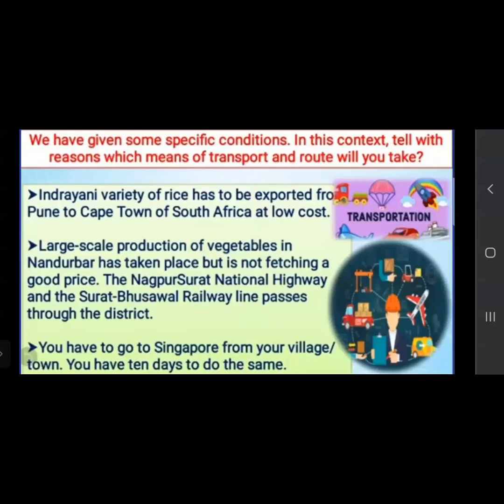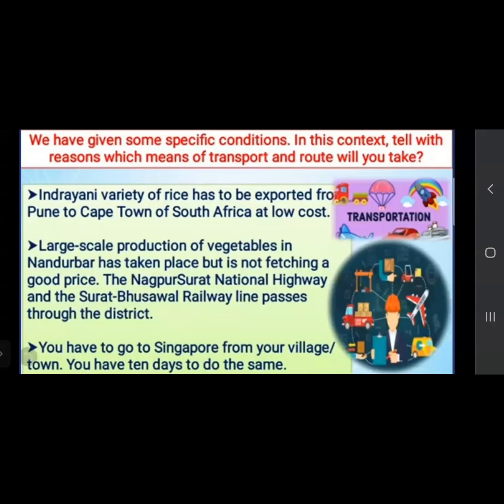Okay, now here next condition is a variety of rice has to be exported from Pune to Cape Town in South Africa at low cost. So here cost should be low, and the variety of rice that we are having from Pune we have to export to the Cape Town in South Africa. Then the next condition is large scale production of vegetables in Nandurbar has taken place, but is not fetching a good price. Okay, so vegetables are produced in Nandurbar, but they are not getting a good price.